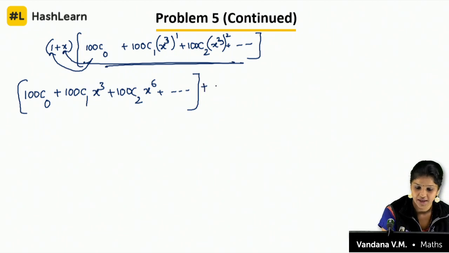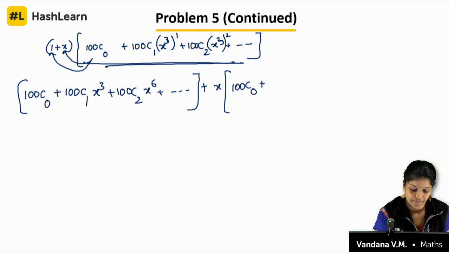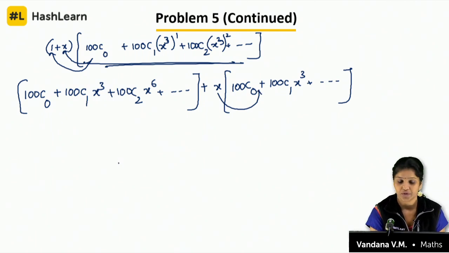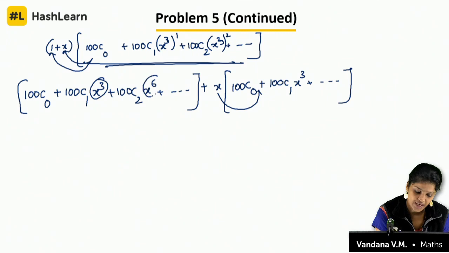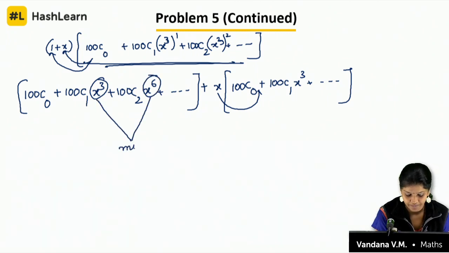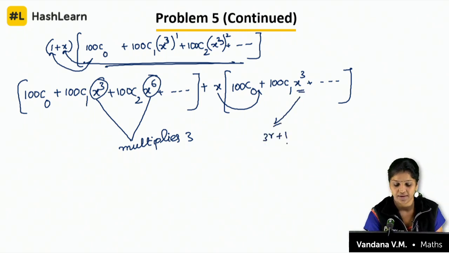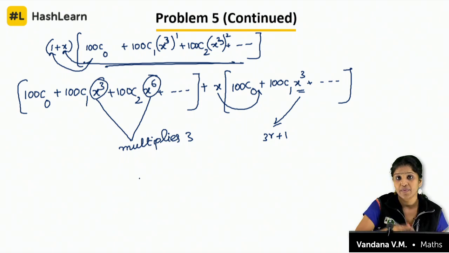The next term is plus x into 100C0 plus 100C1 x cube plus and so on, like this. If you multiply with x also, don't worry about this. These are the multiples of 3, and here if you multiply with x, I will get the powers of the form 3r plus 1. It's okay, but the number of terms will not change, right? It's not affecting the number of terms.